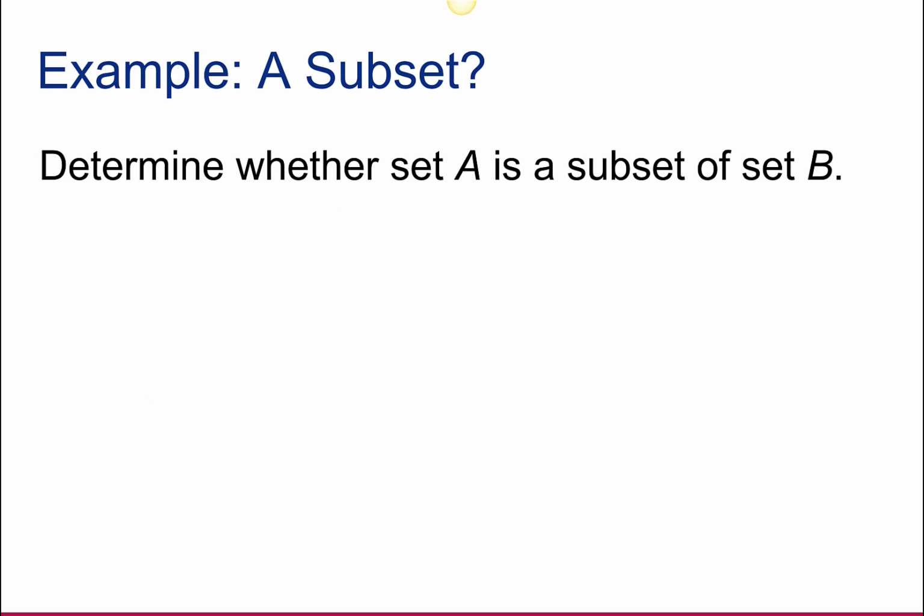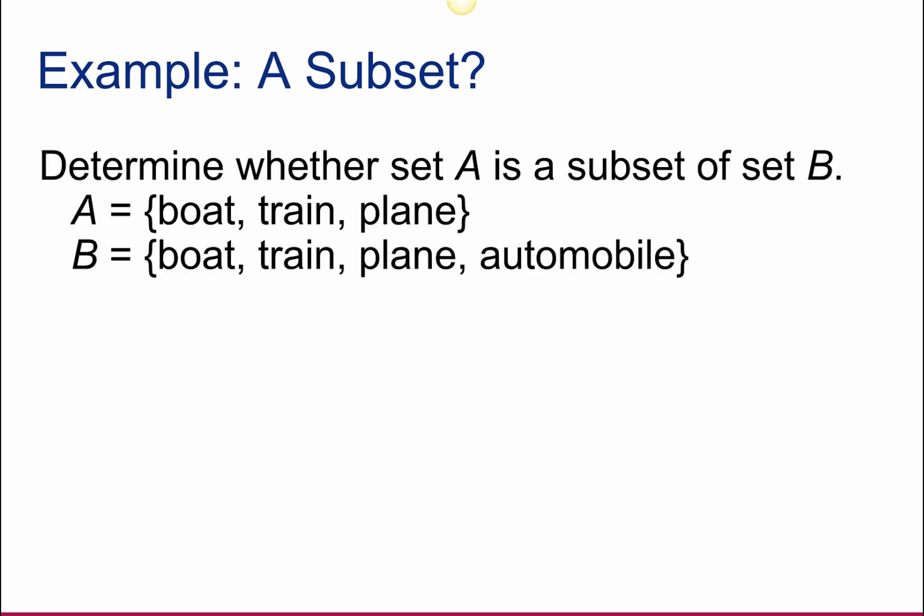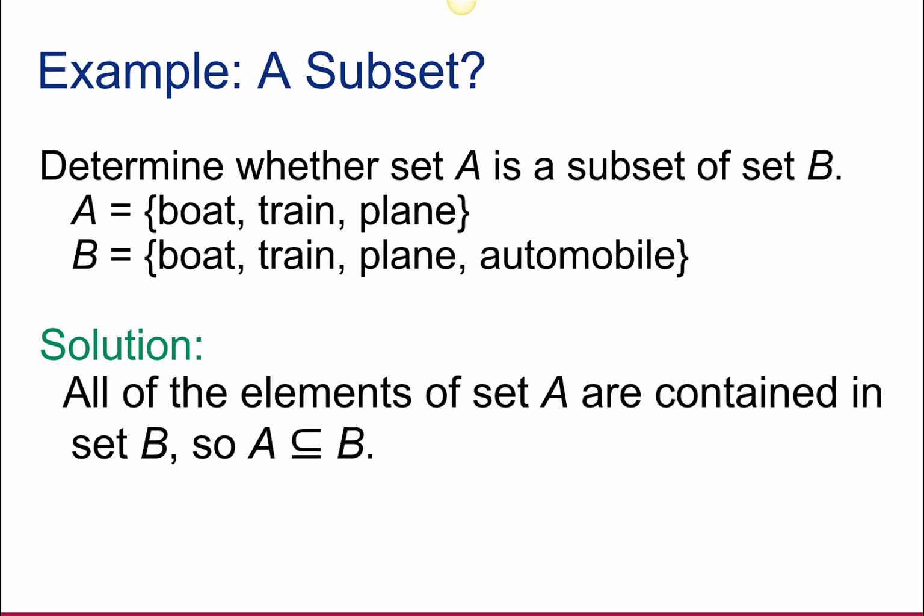Determine whether set A is a subset of set B. Set A contains the elements boat, train, plane. Set B contains the elements boat, train, plane, and automobile. And we see that set A is a subset of set B. All of the elements in set A are also contained in set B.